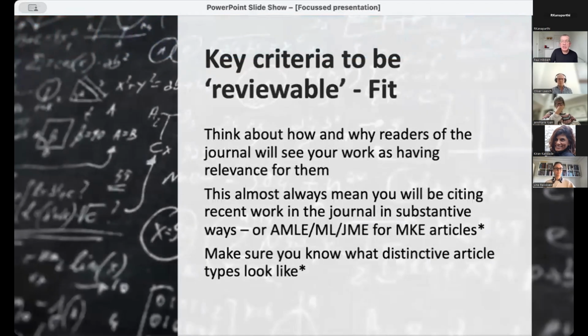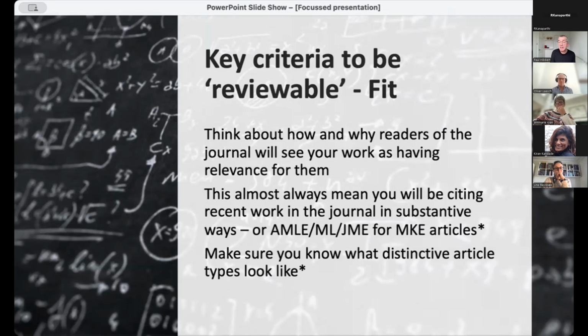Let's look at those in a little more detail, step by step, and then I'll finish talking, much to Oliver's relief. So first of all, in terms of fit, think about how and why readers of the journal will see your work as relevant to them. So you need to cite relevant work in the journal, so you connect into the conversation, understand how we talk about things around here, or AMLE, MLJME for MKE articles, because we haven't got a kind of a critical mass of our own work in that field yet.